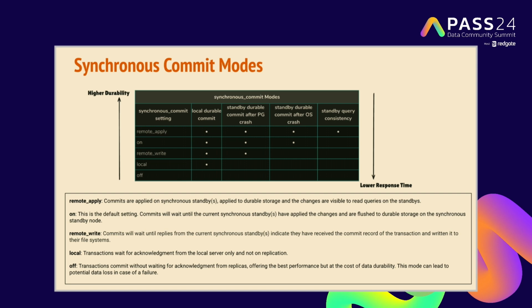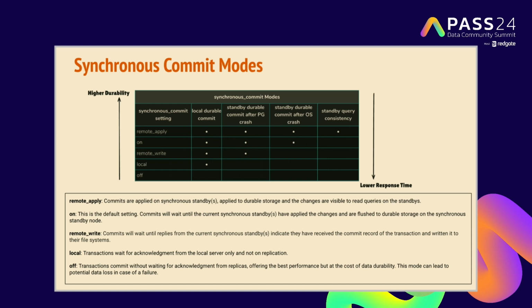A little bit into the synchronous commit modes. This enables Postgres synchronous replication, but it also provides different levels of durability, starting with remote apply. When synchronous commit is set to remote apply, commits are applied on the synchronous standby servers. The changes are flushed to durable storage, and the changes are also readily available for read queries. Up until this point, the synchronous standby server will not send an acknowledgement to the primary server.